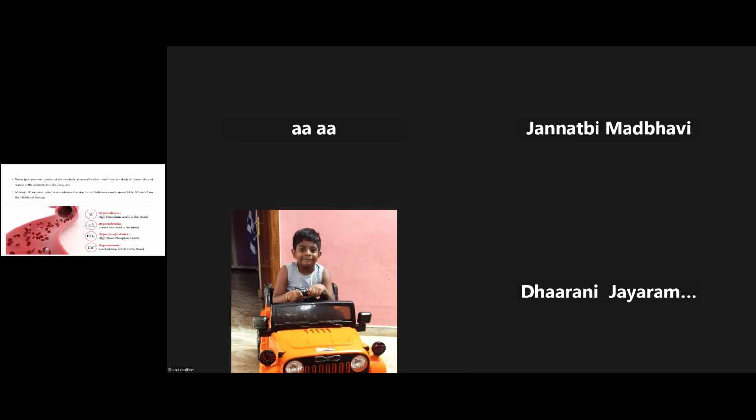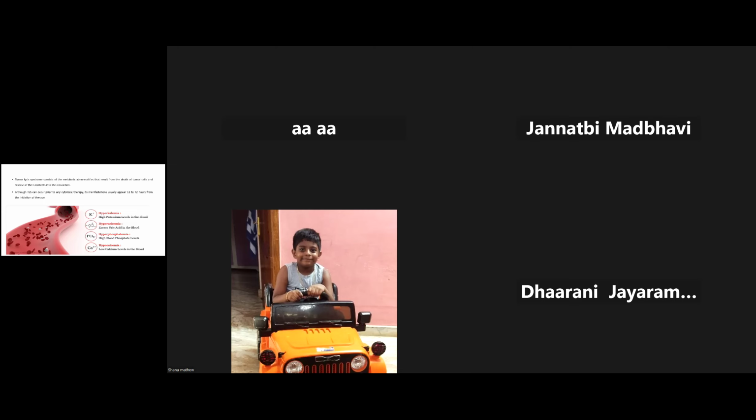So, tumor lysis syndrome consists of metabolic abnormalities which result from the death of the tumor cells and release of their contents into the circulation. Although tumor lysis syndrome can occur prior to any cytotoxic therapy, its manifestation usually appears from 12 to 72 hours from the initiation of the therapy. So in tumor lysis syndrome, we can see hyperkalemia, which is high potassium levels in blood, hyperuricemia, which is excess uric acid in the blood, hyperphosphatemia, which is high blood phosphate levels, and hypocalcemia, which is a low calcium level in the blood.